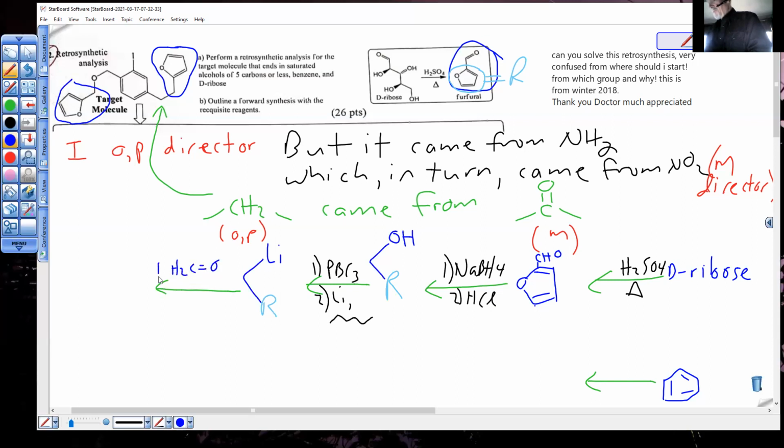H2CrO4 in step 1. Step 2, HCl. And we have our CH2, CH2OH. And now how can I put a carbonyl on benzene? Because that's what we have to do first.